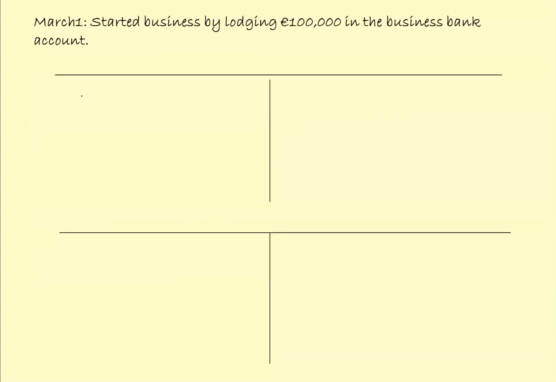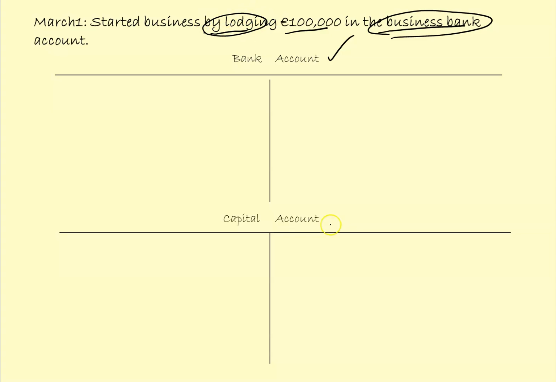March the 1st, started business by lodging 100,000 in the business bank account. Now for every transaction we're going to need two ledger accounts. One ledger account we will debit and the other ledger account we will credit. In this particular transaction we need a bank account. So I'll open up a bank account here. And Patrick's putting the money in. So if the owner's putting money in, that's called capital. So I'll have a capital account here. So they are my two ledger accounts.